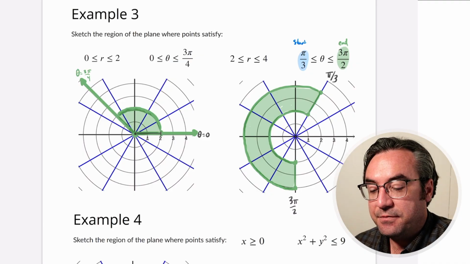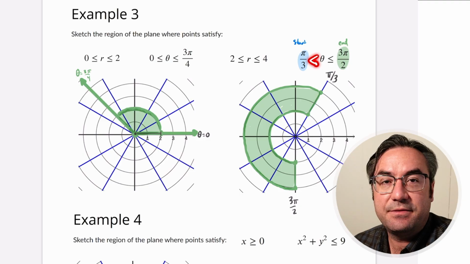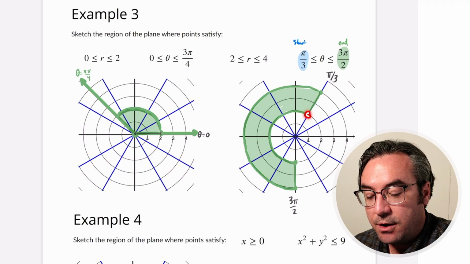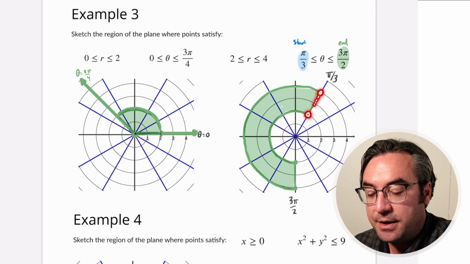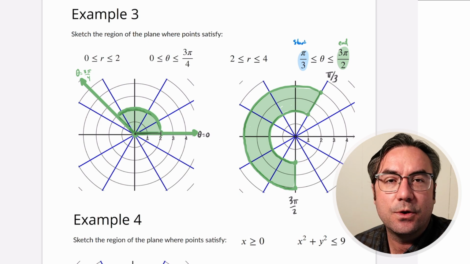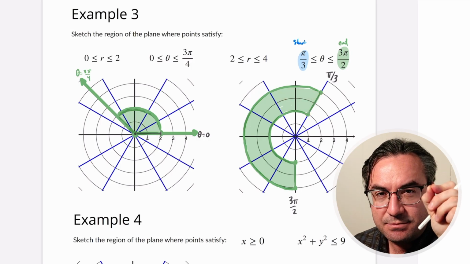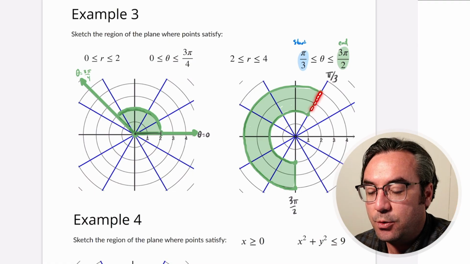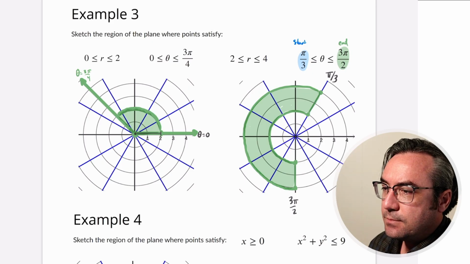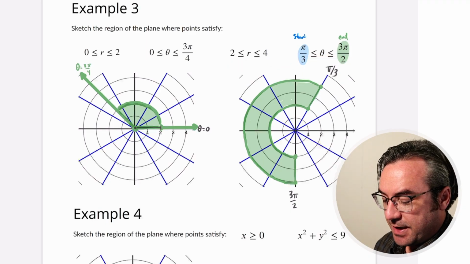Same thing if, let's say, the pi over 3 inequality didn't have the equal sign, then we would make all the points on that pi over 3 open dots and dashed lines, just to indicate we don't want to include those as part of the region. Our region gets as close as it can up to that line, but it can't actually include points on that line. All right, so there is our polar region for that one. Let's try the next one.